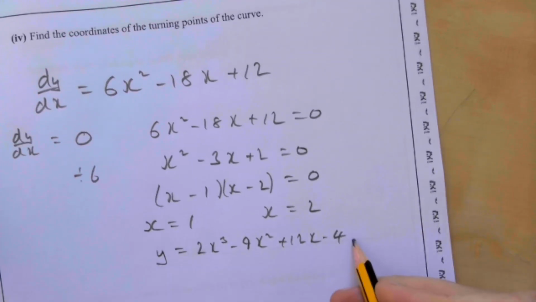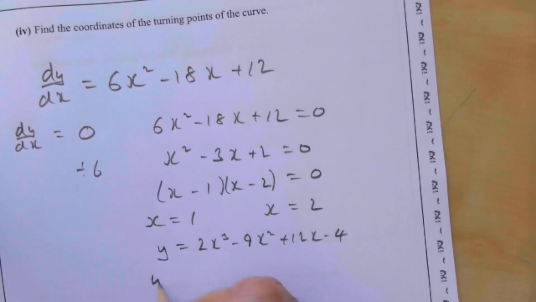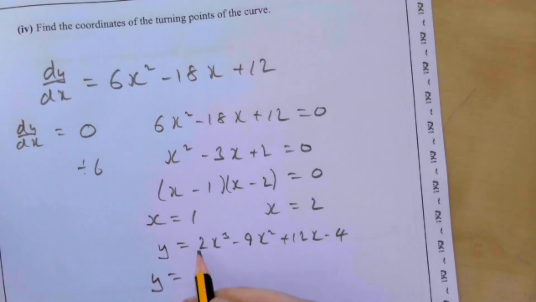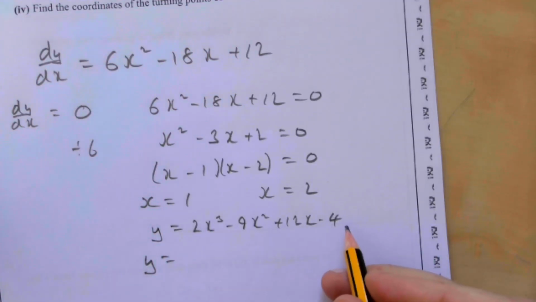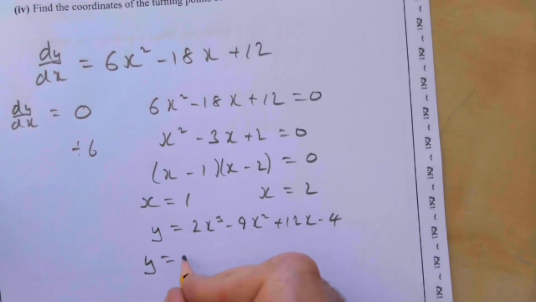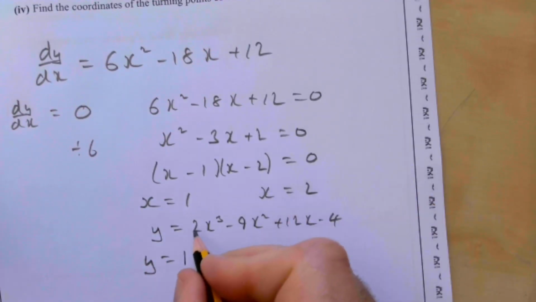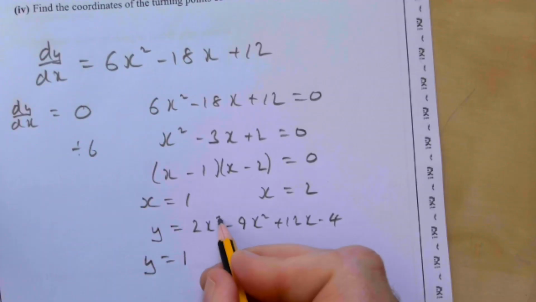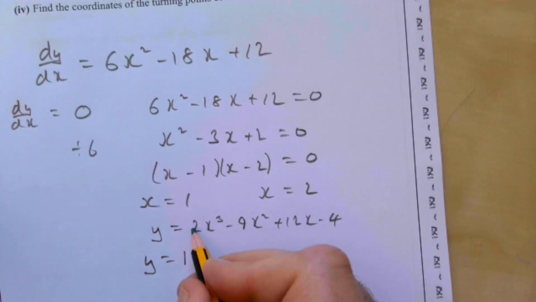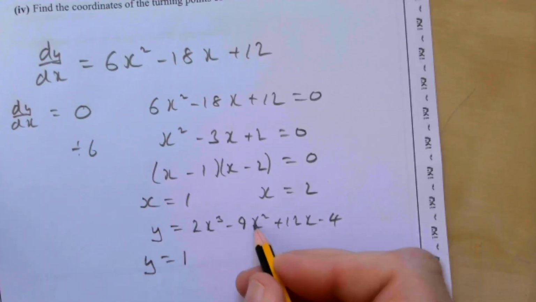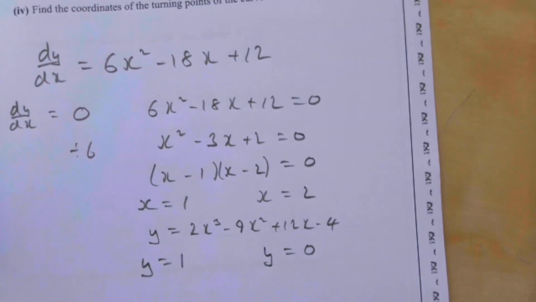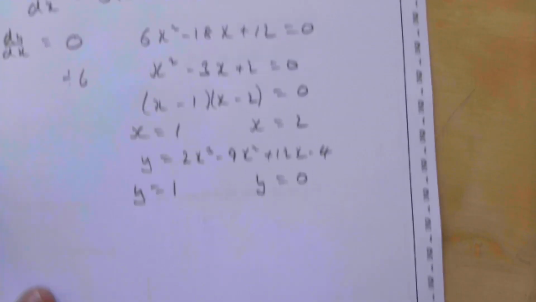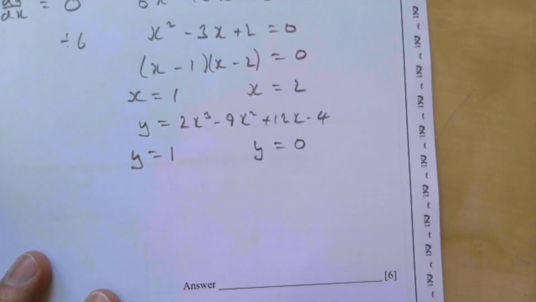If I substitute 1 into here, I'm not going to do it now, but if you're substituting the number 1 into this, 2 times 1 and so on, and you work it out. So substitute 1, you get y is 1. If you substitute 2 into this, you cube the 2 there, you get 8 times, that'll give me 16 minus 9 times the 4, and so on. You actually get y is 0, which we sort of knew already. That means the turning points happen at (1, 1) and (2, 0).